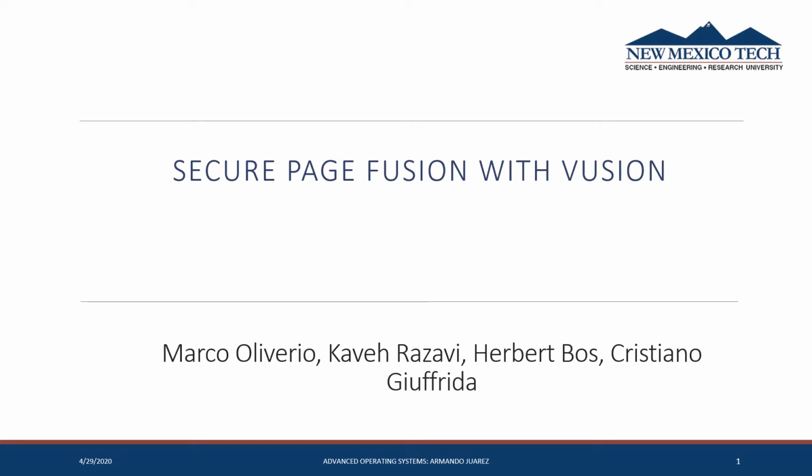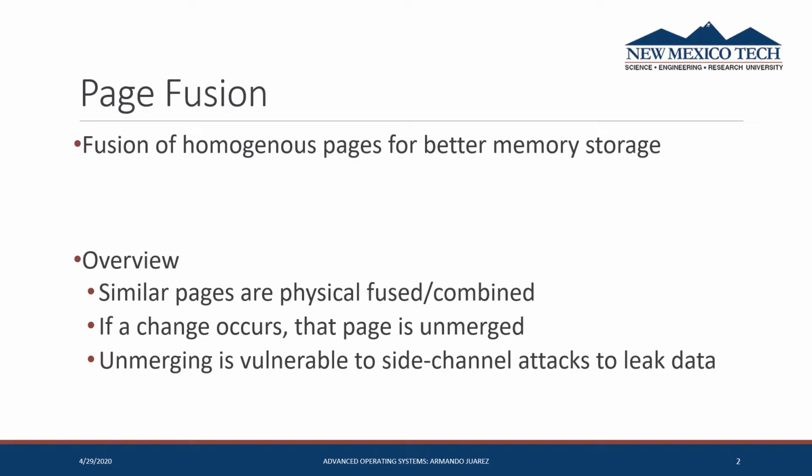First off, what is page fusion? Well, page fusion, at a very high level, is essentially just the fusion of homogeneous pages for better memory storage. A little more in depth, closer to the weeds, is when a duplicate page is found, only one copy is kept, and all the page table entries of sharing locations point to the copy without the right permission set. This is the fusion end.